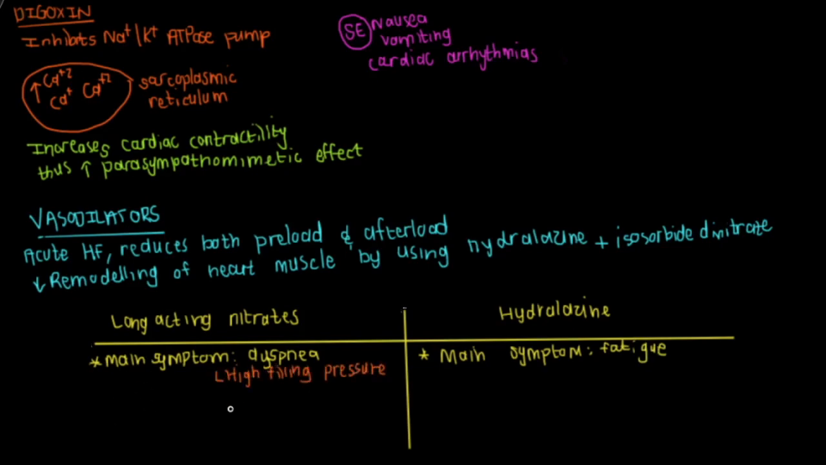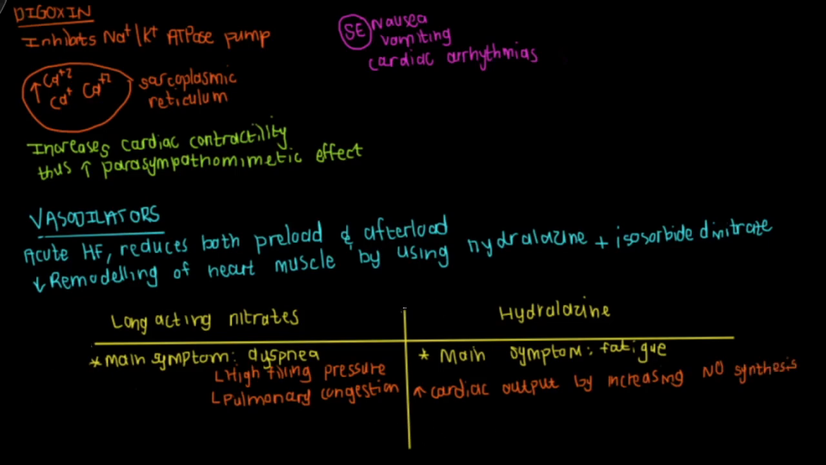Long-acting nitrates help with pulmonary congestion and are used in patients with a high filling pressure, while hydralazine increases the cardiac output by increasing your nitric oxide synthesis. Side effects include tachycardia, fluid retention, and lupus-like syndrome.